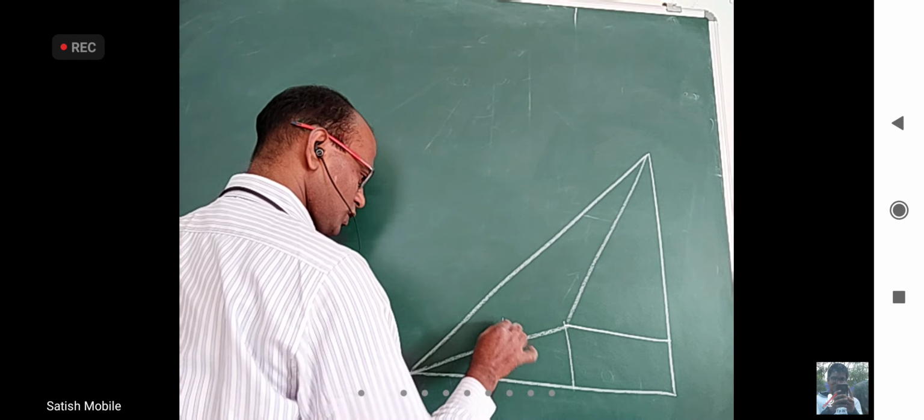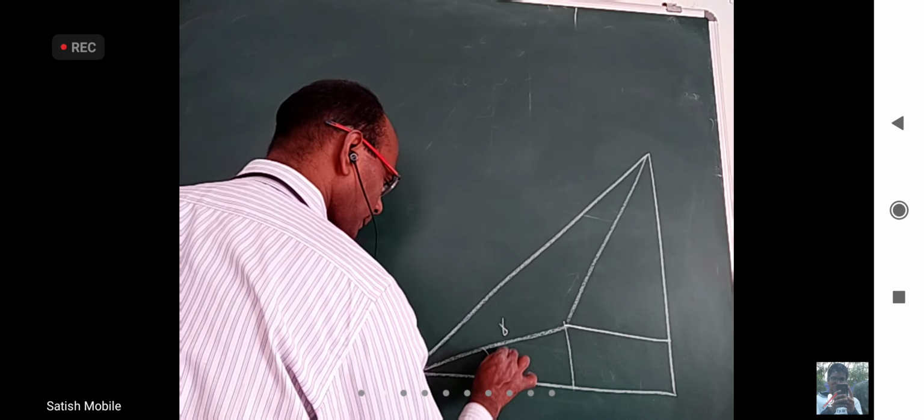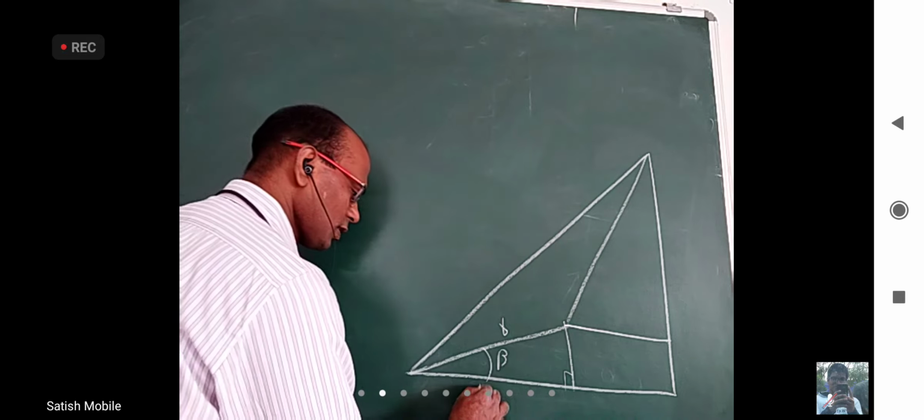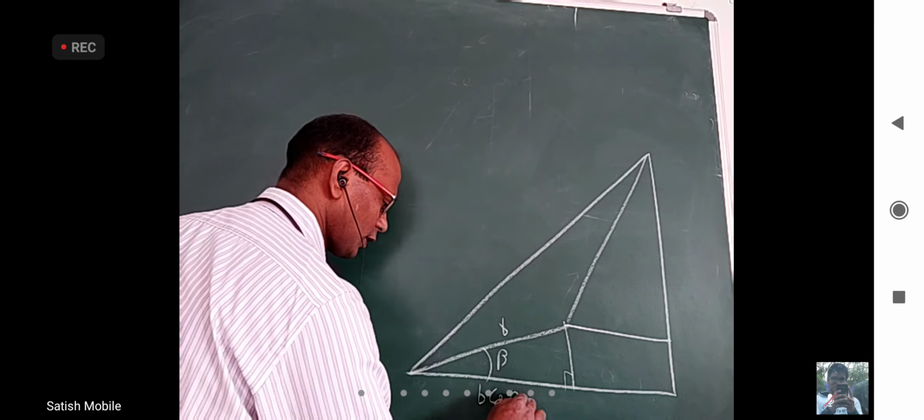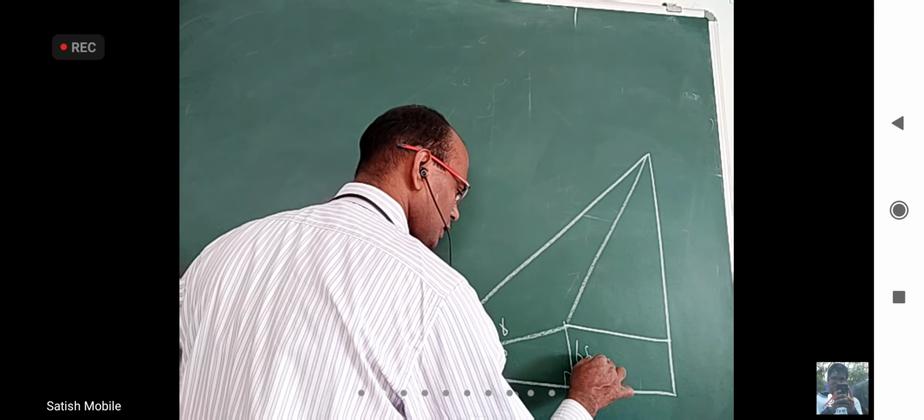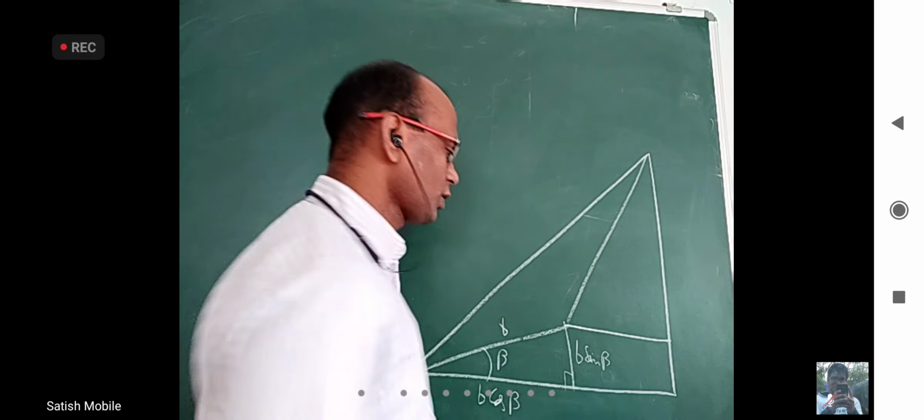Okay, this was B and the inclination, I think beta. Only from this small right angle triangle, I can say this is B cos beta, and this I can say B sin beta. And if this is B sin beta, this is also B sin beta.